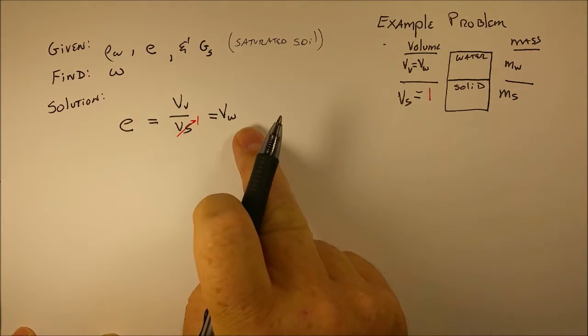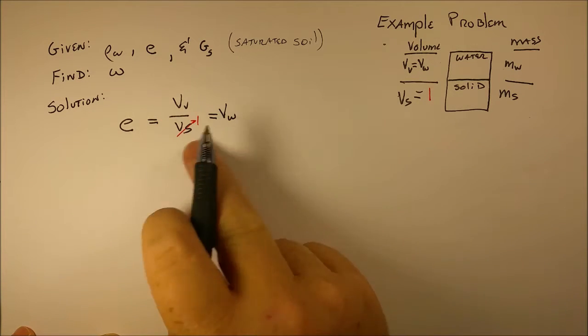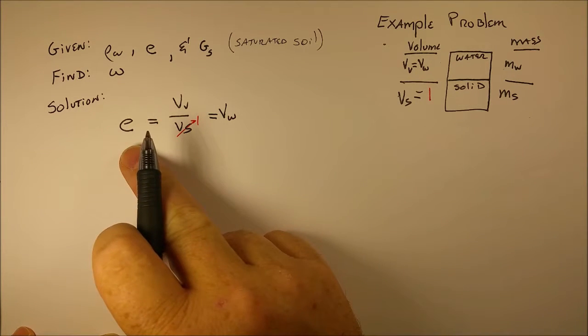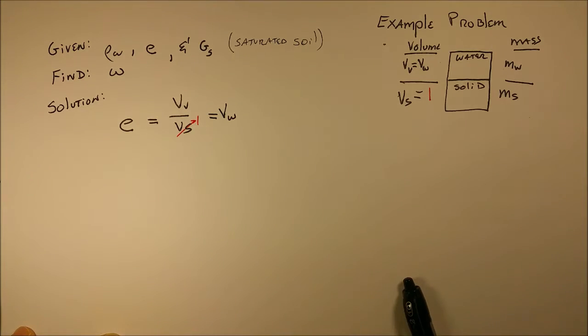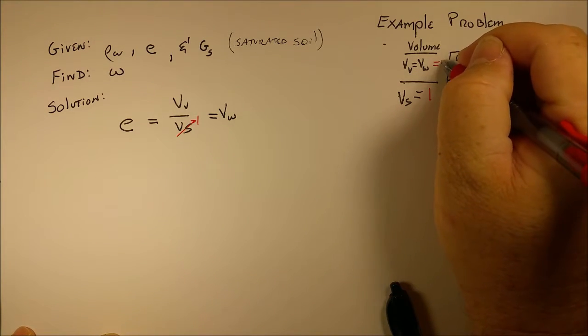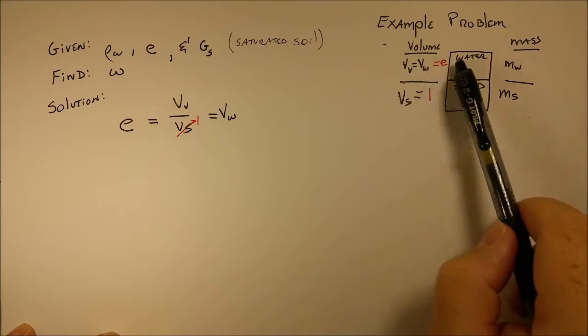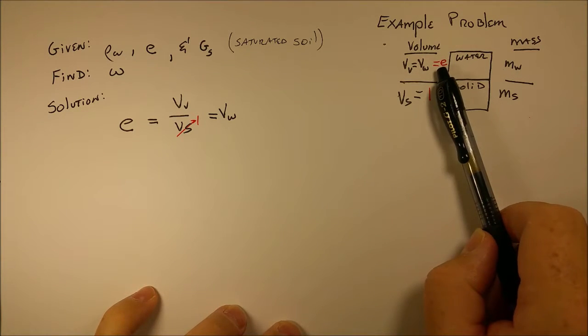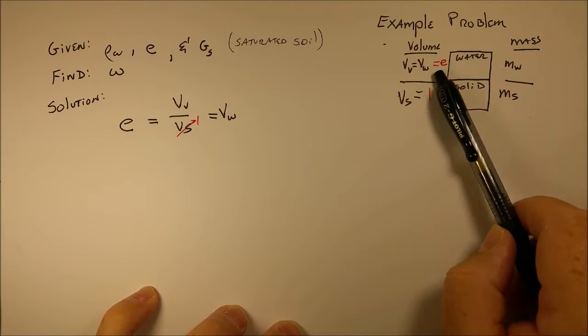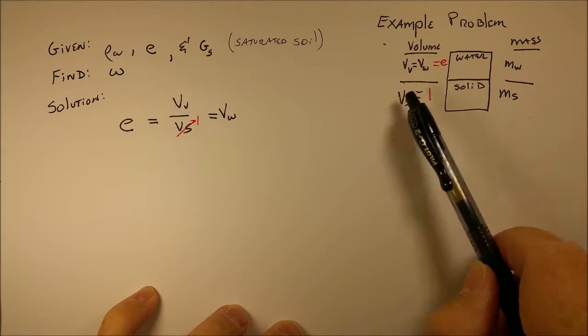So that means that the volume of water is equal to the volume of voids, right? What does the volume of voids equal? E. So we can put that in there. So that is equal to E. Notice what I'm doing here is, if you had, for example, numerical values, go ahead and put them in here too to keep you on track of what we're up to.